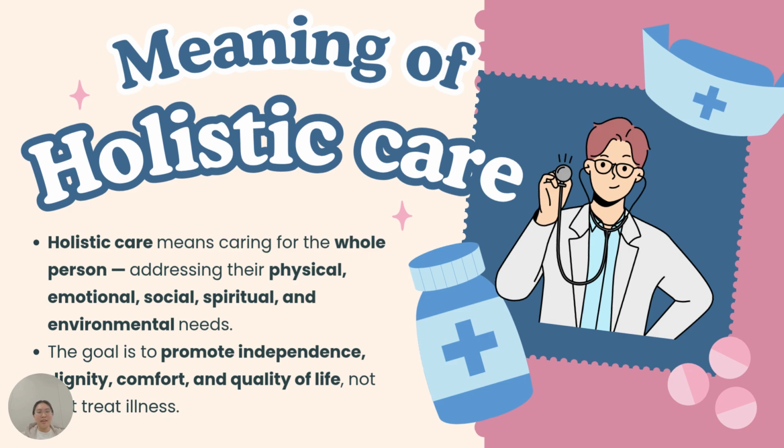The meaning of holistic care is about caring for the whole person, addressing their physical, emotional, social, spiritual, and environmental needs. So there are five aspects: physical, emotional, or it can be understood as psychological, social, spiritual, and environmental needs. And the goal is to promote independence, dignity, comfort, and quality of life, and not only treat the illnesses.